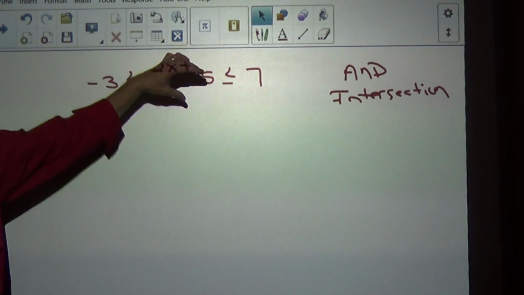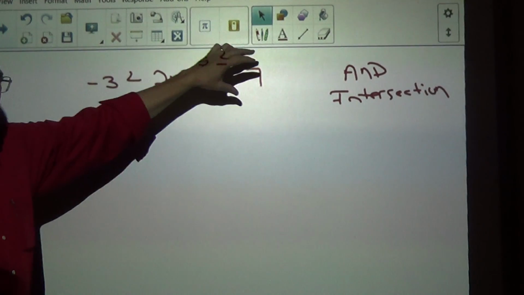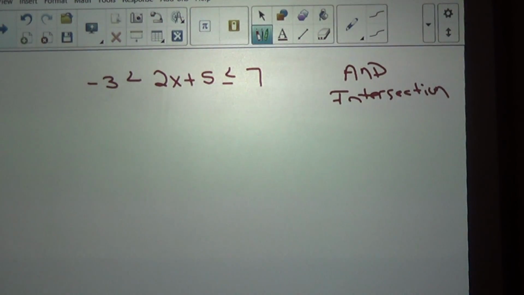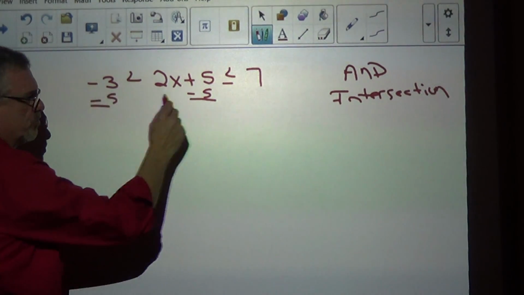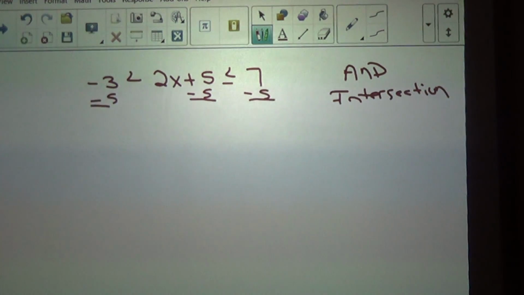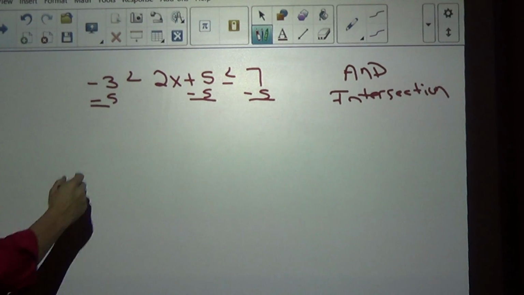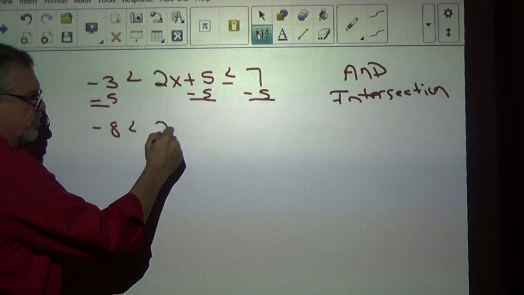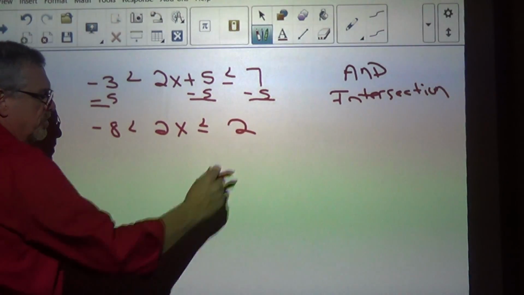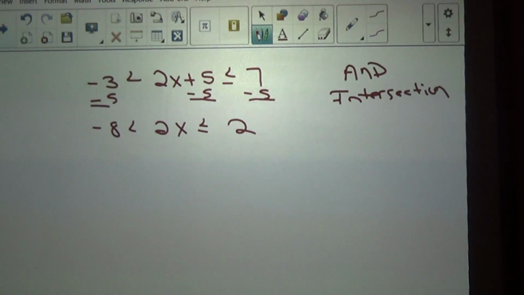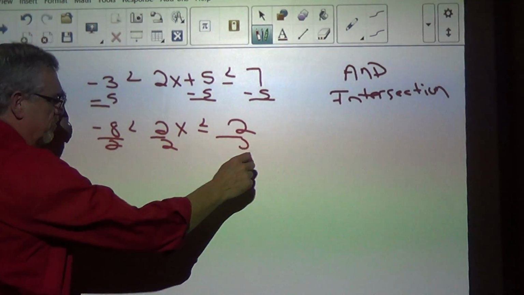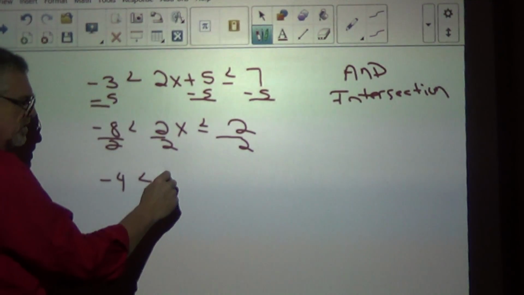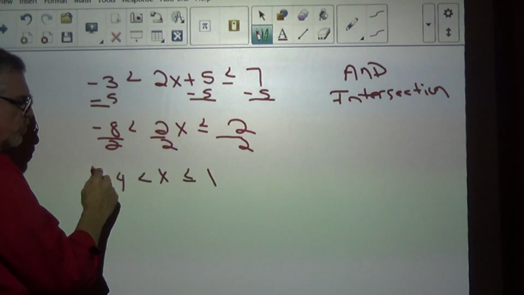And what I'm going to do is here's the middle, and I'm going to work two problems at one time. So I got to get the 2x by itself, so I would subtract 5, right? But to do that, I've got to subtract 5 three different times. Now that would give me -8 is less than 2x is less than or equal to 2. If you're multiplying by 2, what are you going to do? Divide by 2. So I divide both sides by 2. -4 is less than x is less than or equal to 1.